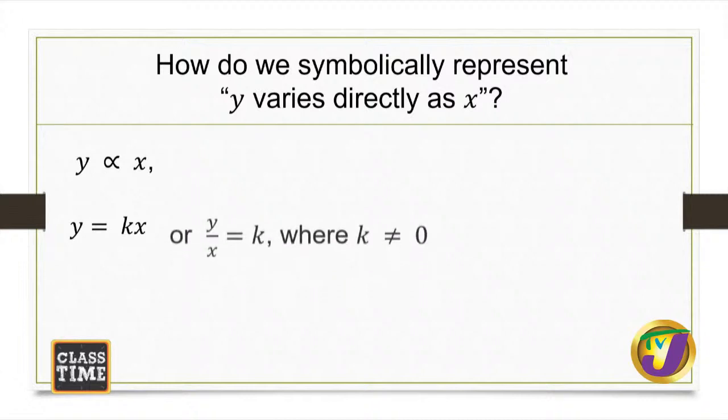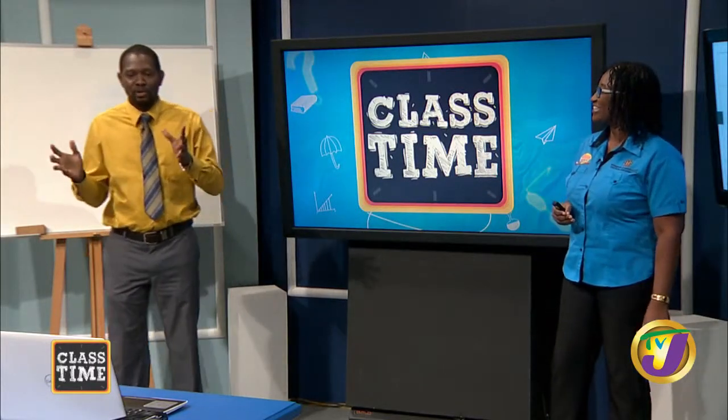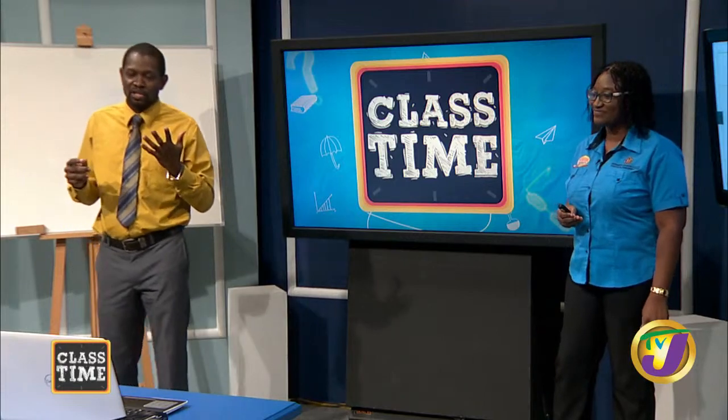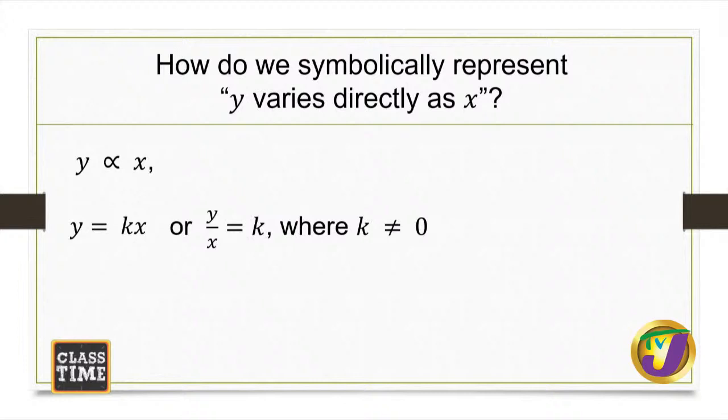All right, Karima? I want to bring out something just before you jump in, Richard. Lovely. This is where you were going? Yes, you read my mind. Go ahead. We want students to know that k is not equal to 0, and k cannot be equal to 0 when you're dividing. When you have y divided by x equal to k, k cannot be equal to 0.